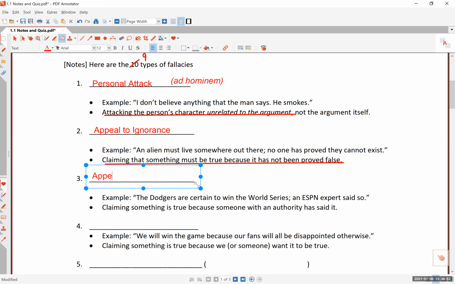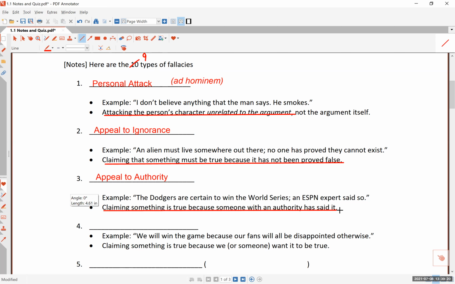Number 3, another appeal. This one is appeal to authority. Right? What is an authority? An expert's knowledge, a quote from somebody who is familiar with the field, that's an authority. You could appeal to the authority, and now that could actually be a good thing, but that in and of itself does not make any statement true. So this is the fallacy type in which you claim something is true because someone with an authority has said it. All right, so here's an example.